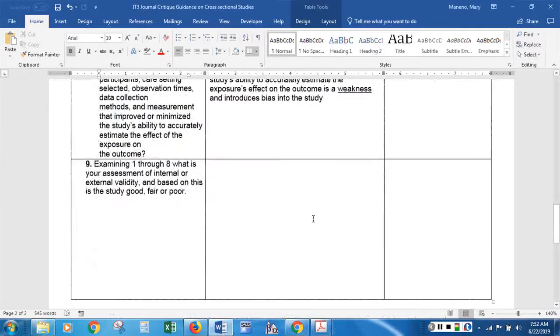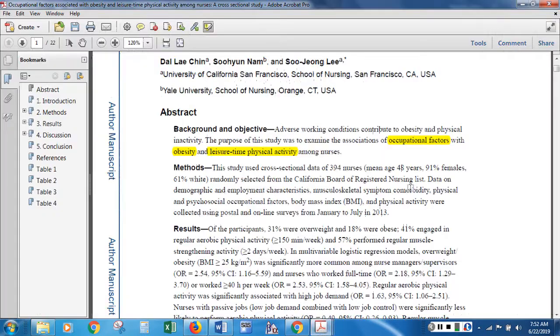And then the last question is about the external validity and internal validity assessment. In looking at the external validity, the study was done in California. And so one could argue as to whether this was representative, could this study's findings be applicable to all nurses? And this would not be the case. And that could be a point where the external validity is limited.